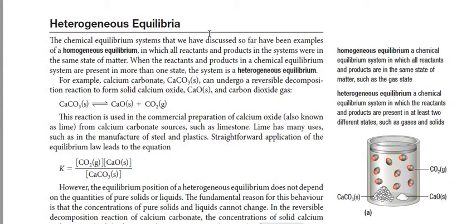This reaction is used in a commercial preparation of calcium oxide, also known as lime, from calcium carbonate sources such as limestone. Lime has many uses, such as in the manufacturing of steel and plastics. Straightforward application of the equilibrium law leads to the equation K equals [CO2] times [CaO] divided by [CaCO3], and obviously all these square brackets are molar concentration at equilibrium condition.